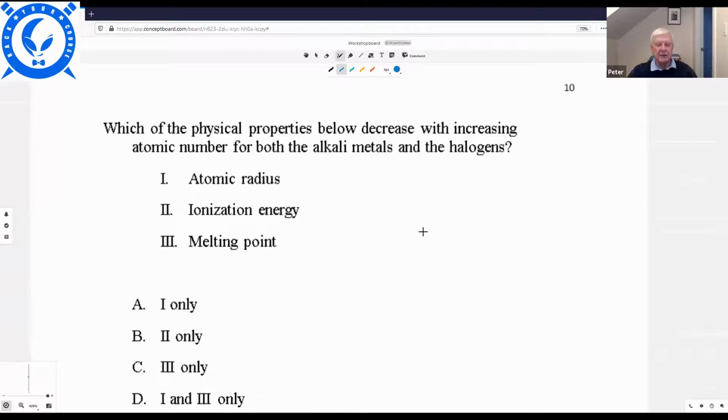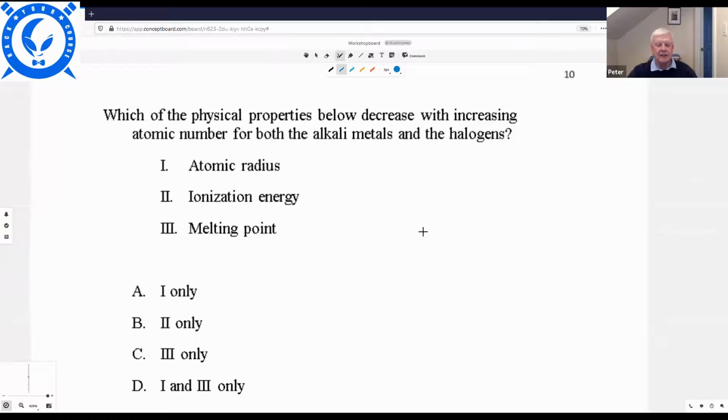So if you understand what I was babbling about, then this one should now be easier. Now you're comparing both the alkalis and the halogens. And we want to know which of the physical properties decrease with increasing atomic number. So you're going down the group.